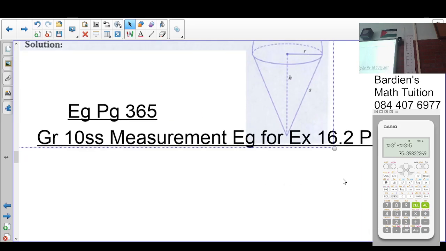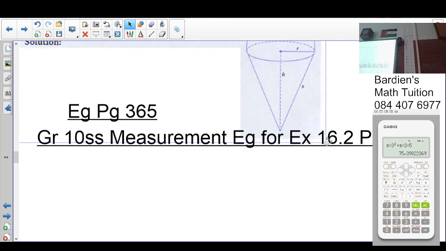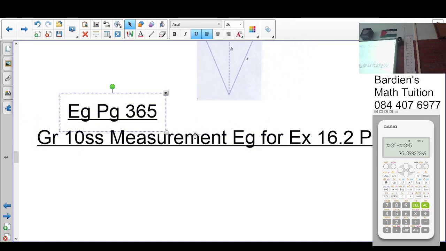Okay, go for this. Right, so now we're on the next page. We're looking at the example on page 366.